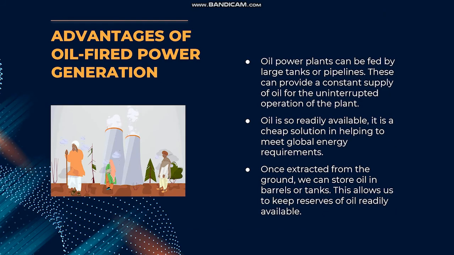So we move to the advantages of oil-fired power generation. First, oil power plants can be fed by large tanks or pipelines. These can provide a constant supply of oil for the uninterrupted operation of the plant. Second, oil is so readily available. It is a cheap solution in helping to meet global energy requirements. Third, once extracted from the ground, we can store oil in barrels or tanks. This allows us to keep reserves of oil readily available.